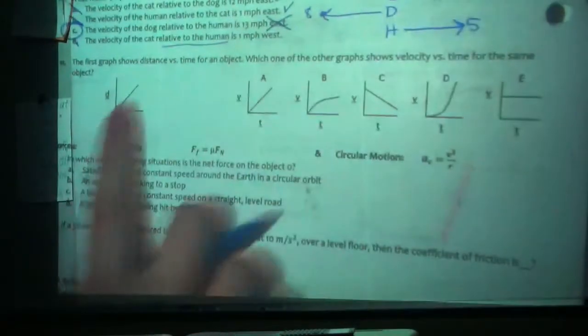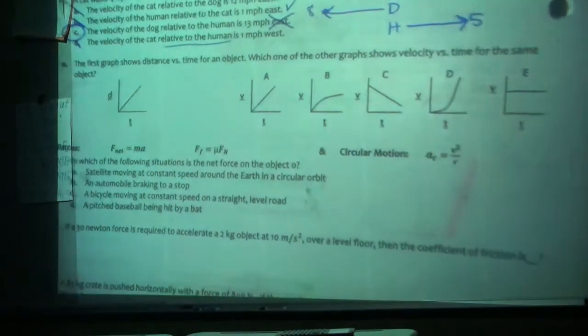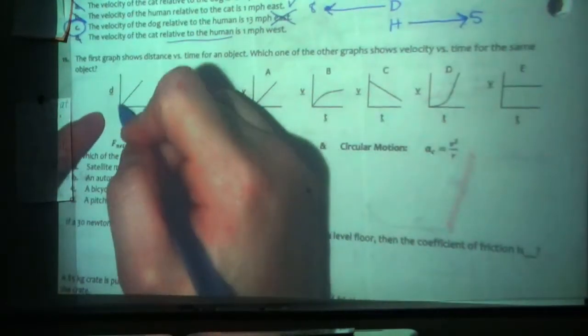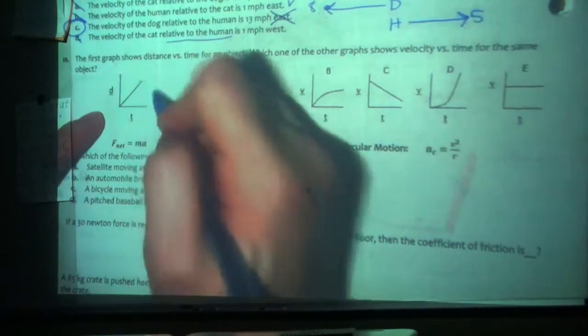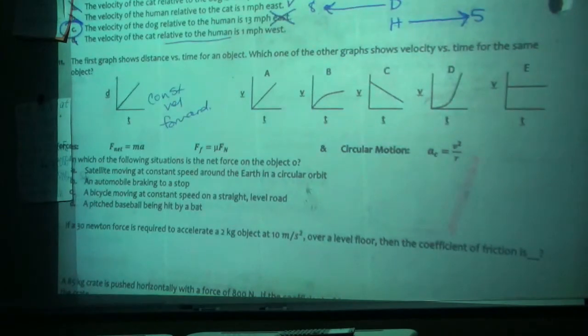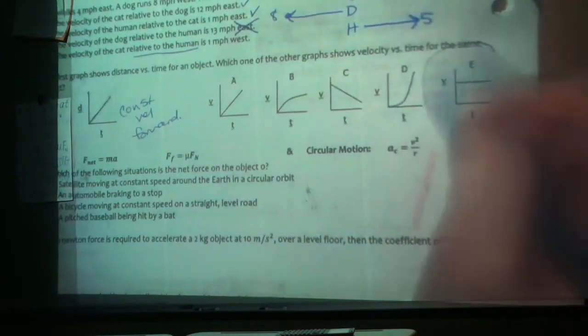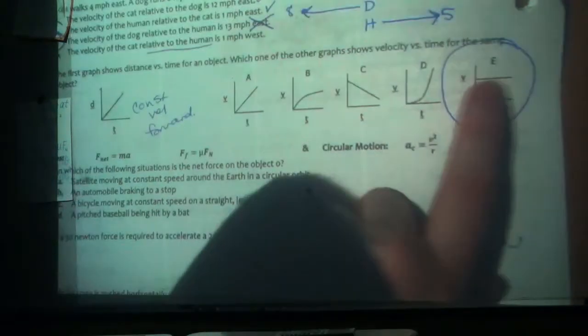We're matching the distance versus time to a velocity versus time graph. Well, if this is a position versus time and it's going up and it's straight, this is constant velocity forward, or constant speed forward. So if I want to know what the velocity versus time graph looks like, well, constant velocity, the velocity graph should be constant. So that would be E, the last one, where it's staying at a constant rate.